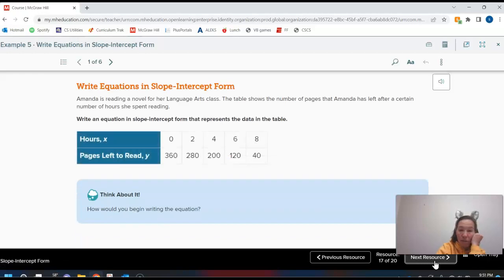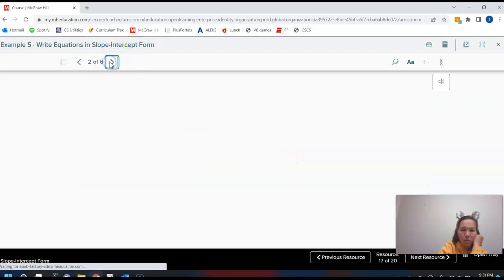So Amanda is reading a novel for her language arts class. The table shows the number of pages that Amanda has left after a certain number of hours she has spent reading. So this is how many hours she's read and how many pages left. And notice that the pages go down as the hours go up, which hopefully makes sense.